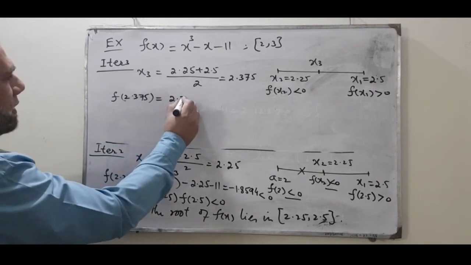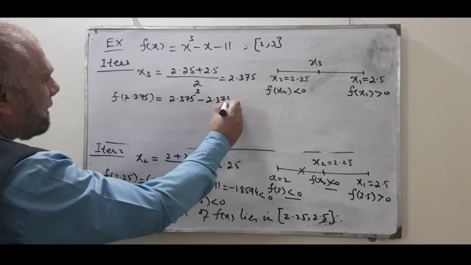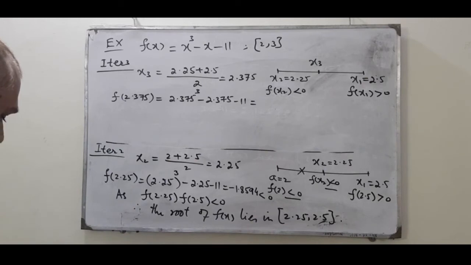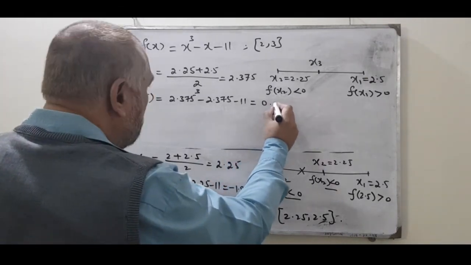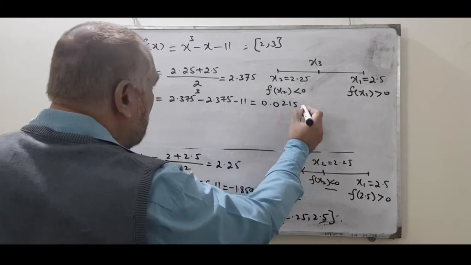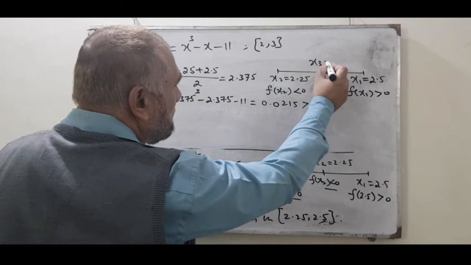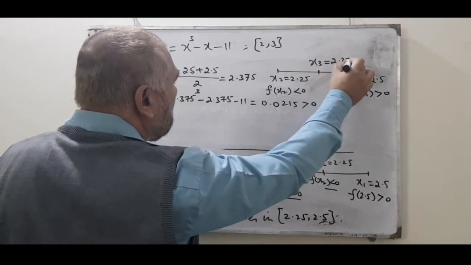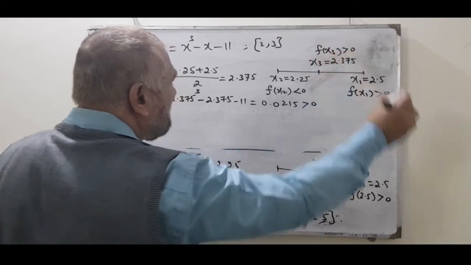So 2.375 whole cube, minus 2.375, minus 11. Now you can use your calculating devices. The result is 0.0215, and here we have a positive sign. So let me show the results here. The result is 2.375 here, and the function's value at x3 gives you the positive sign.